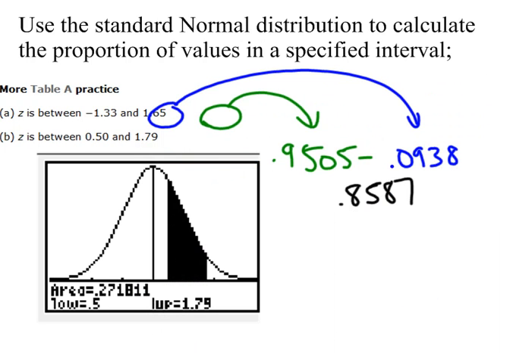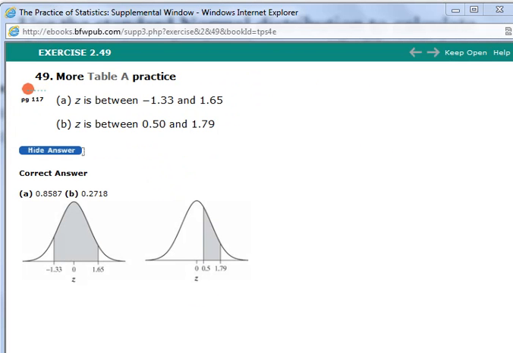And notice that this gives me, right in here, the low z, the high z, and this is the area between them. Notice when I get the answers from the book, they say the exact same thing. So you can do this with the table, or you can do it with the calculator. Either way is fine.